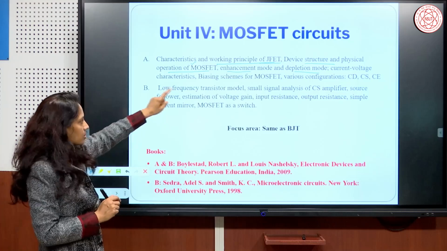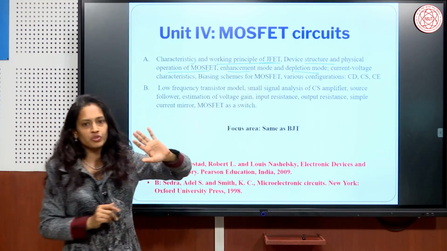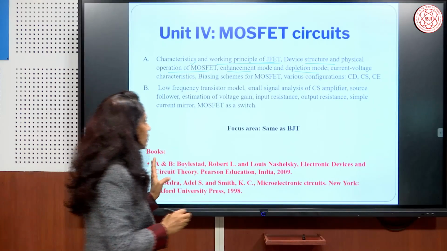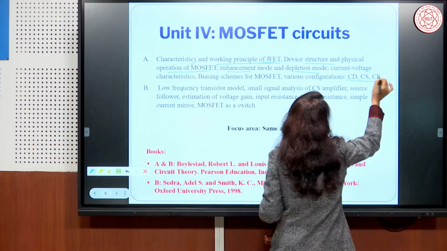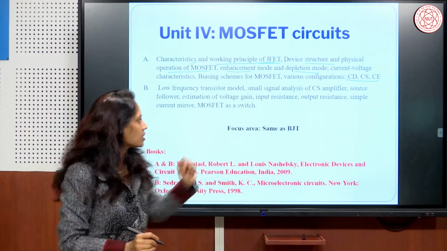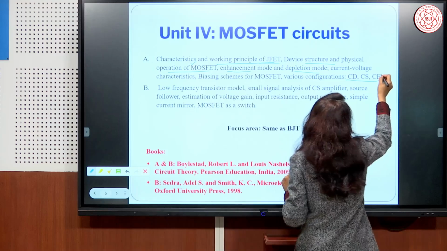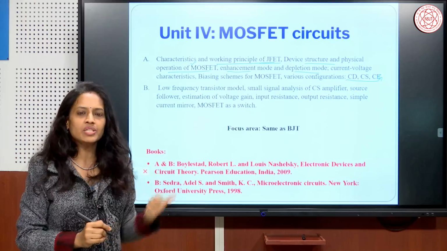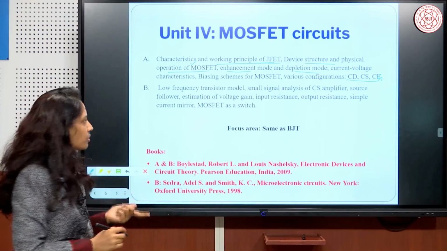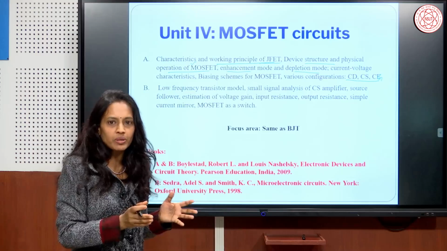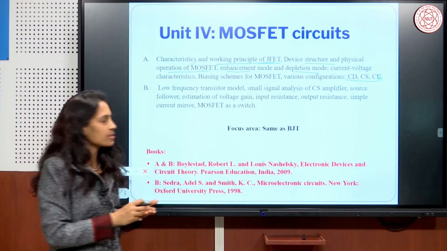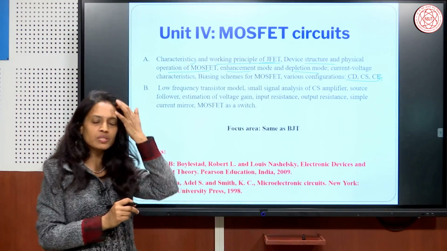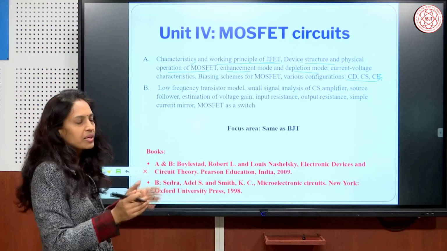Then current voltage characteristic of your MOSFET, biasing schemes for MOSFET. Again the same biasing schemes which you have discussed in your BJT, you will be covering here, and the three configurations: common drain, common source and, it has been incorrectly mentioned, it is common drain, common source and common gate. So these three configurations, just like your common emitter, common collector, common base in your BJT, their IV characteristics should be clear, input as well as output. In the exam, the input output characteristic of any of these three combinations, including your BJT three combinations, can be asked. So you should be in a condition to plot them and explain them.